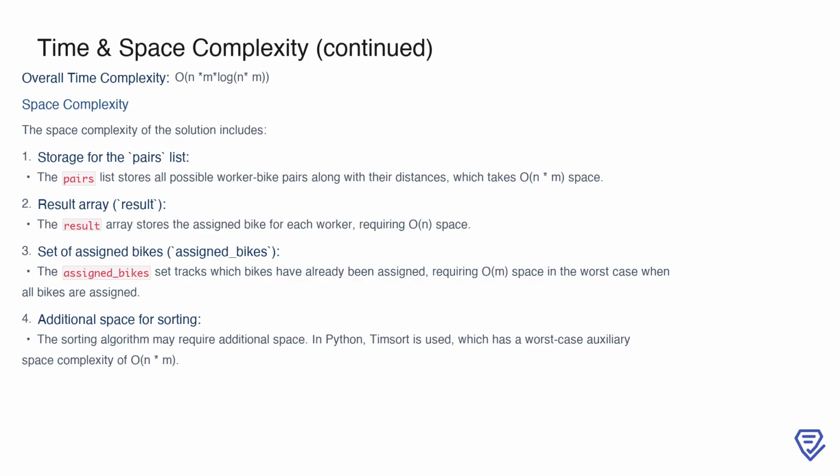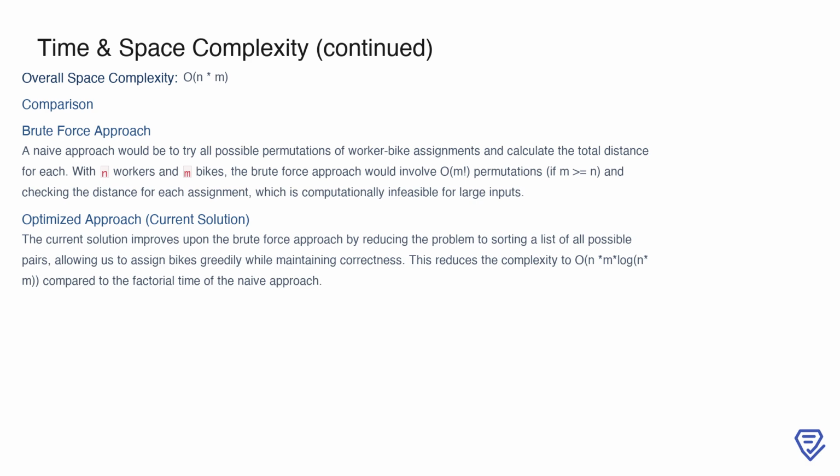Finally, the sorting process may require auxiliary space. Python's timsort algorithm, for example, has a worst-case auxiliary space complexity of n*m. When we sum these components, the overall space complexity of the solution is n*m.